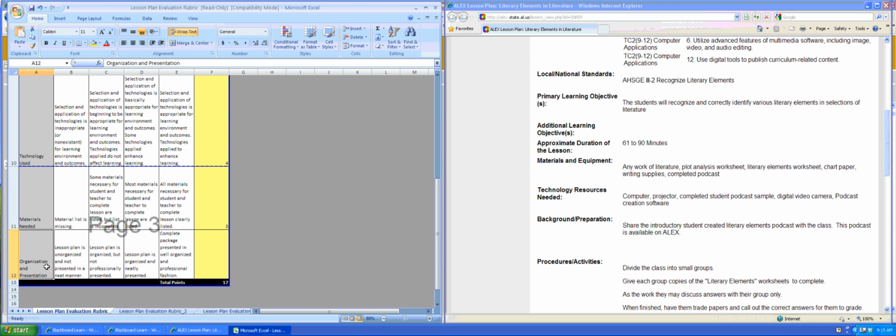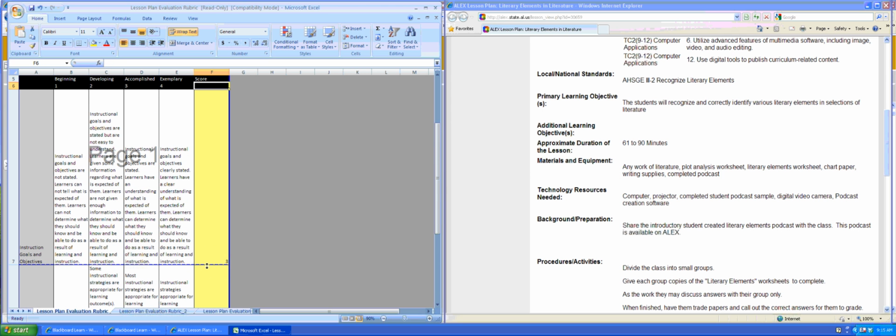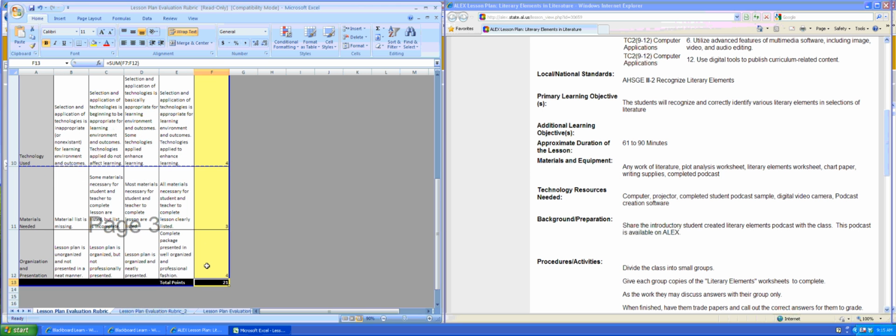Last but not least is organization and presentation, deciding whether or not the lesson plan was organized and presented in a neat manner, whether it was packaged together in a professional way. And then I would give it a score that I feel is appropriate. As you'll notice, it actually totals up the completed point value for you. The highest score is a 24, so this lesson plan happens to be a pretty good one. Okay, so that's all you have to do for the first lesson plan.